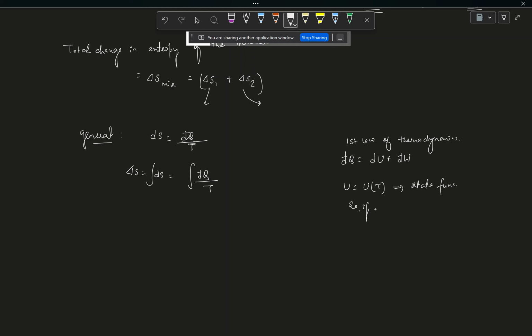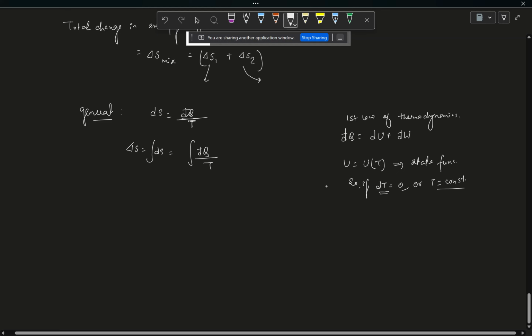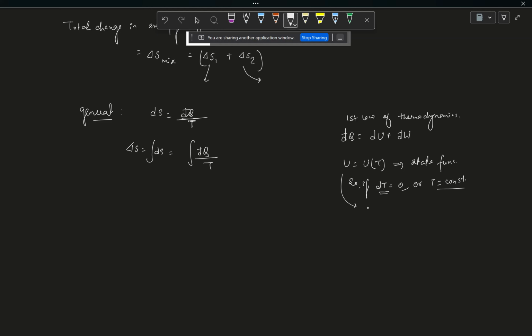So if dT equals 0, that is, the temperature is constant in the process, which is the case here, we saw from the question that before and after mixing, the temperature of the gases individually, or even of the whole mixture, does not change at all. So the temperature is constant in this process, and dT, the change in temperature, equals 0. And because U is a state function and a direct function of temperature, if temperature is not changing, then U will also not change. So U is constant and dU equals 0.